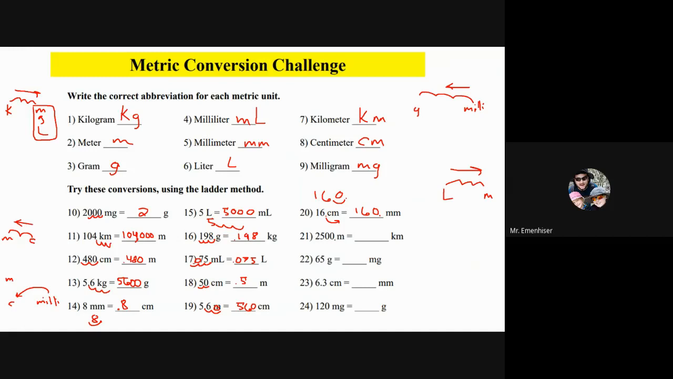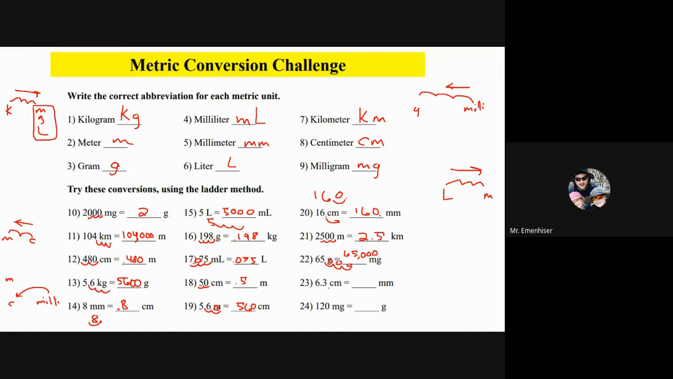2,500 meters. I'm going to move my decimal place 3 places this way. 1, 2, 3. 2.5 kilometers. Each kilometer is 1,000 meters, so 2,500 meters is 2.5 kilometers. 65 grams. Put my decimal there. I need to go 3 places this way. So 1, 2, 3. I'm going to fill in with zeros, so that's 65,000 milligrams.